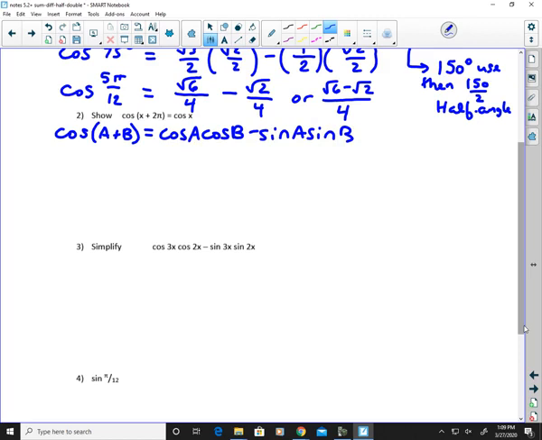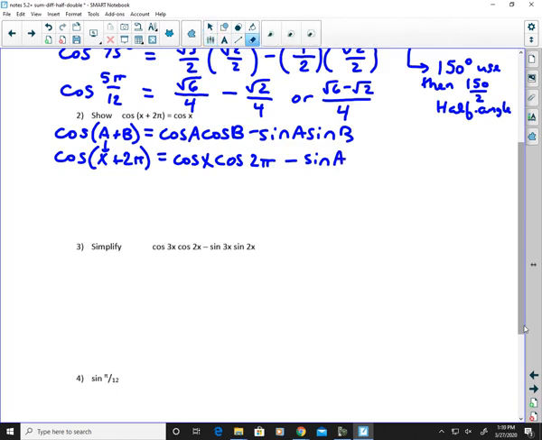Okay, now we're going to put in the variables in their locations so that I'm going to be able to identify what variables. Everywhere where A was, I will put an X. Everywhere where there was a B, I will put a 2 pi. Whoops, I forgot to write the, that's supposed to be an X. Okay.